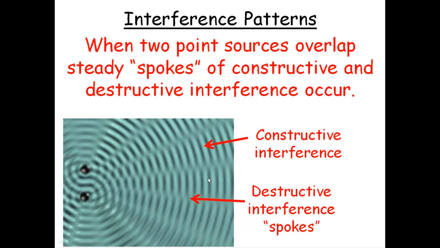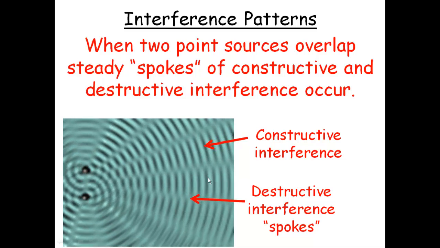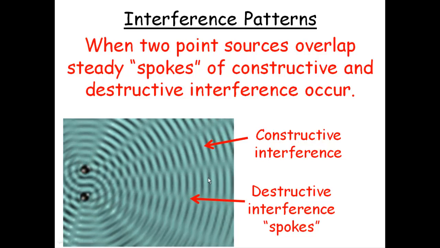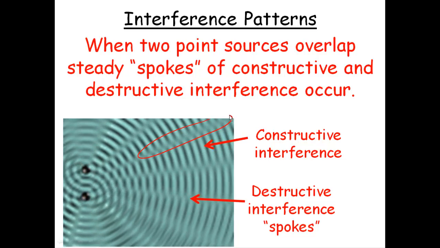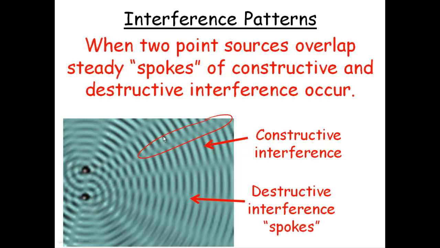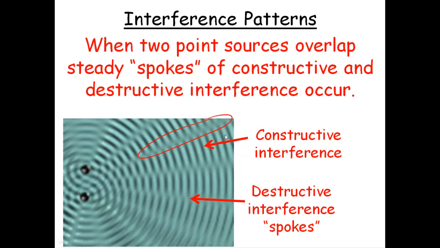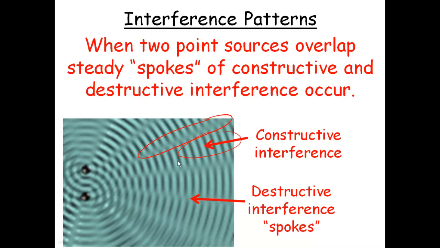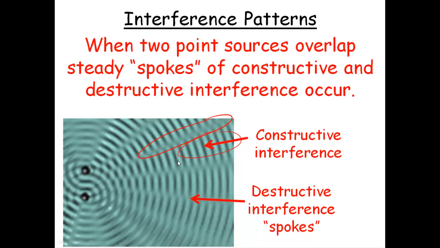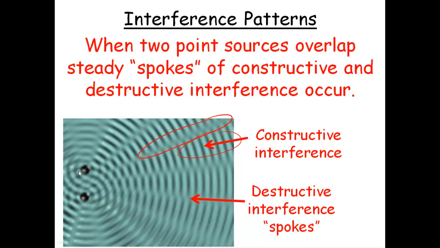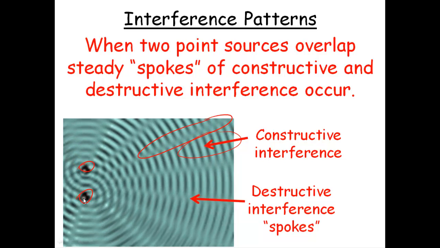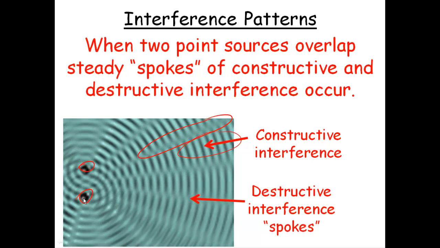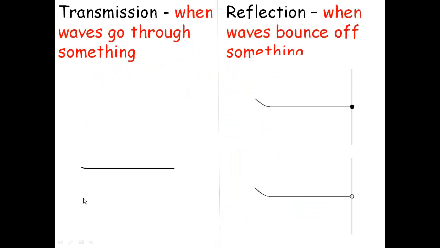When you have multiple wave sources and you can see them, we tend to get these interference patterns. We get these spokes right here, which are areas of destructive interference, and we get things that aren't spokes, which are constructive interference. So imagine, if you will, these two waves, right? Each one of these sources is creating a wave, and when they interfere, you get areas that are completely canceled out and areas that are reinforced.